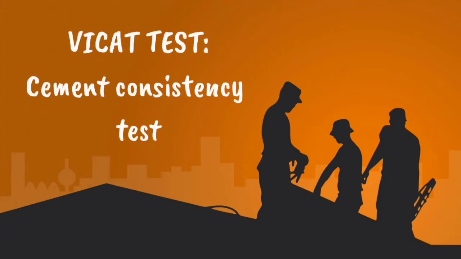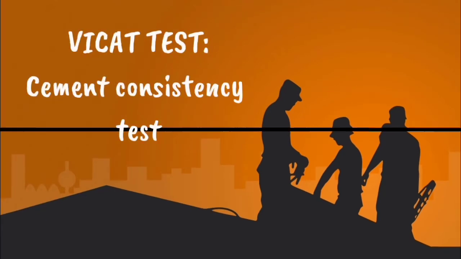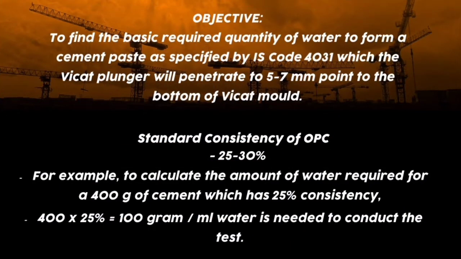Now let's move to the cement consistency test by VICAT test. The objective of this test is to find the basic required quantity of water to form a cement paste, as specified by IS code 4031, in which the VICAT plunger will penetrate to 5 until 7 mm from the bottom of the VICAT mold. The standard consistency of OPC is between 25 until 30%.